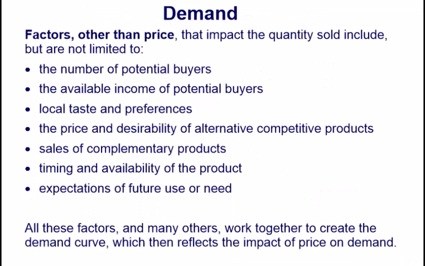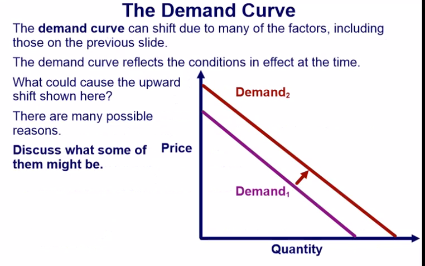Demand. Factors other than price that impact the quantity sold include, but are not limited to, the number of potential buyers, the available income of potential buyers, local taste and preferences, the price and desirability of alternative competitive products, sales of complementary products, timing and availability of the product, expectations of future use or need. All these factors and many others work together to create the demand curve, which then reflects the impact of the price on demand.